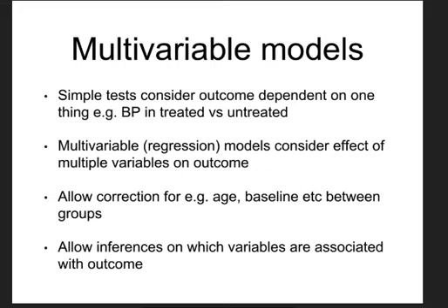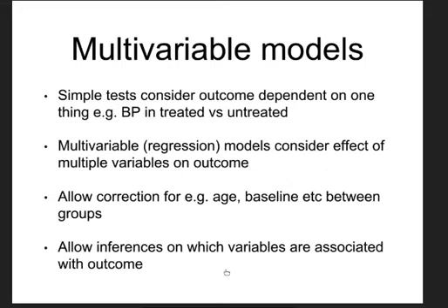And that's the power of these. They allow you to correct for other factors. It allows you to deal with the issue of confounding, where there might be something else related to the treatment that's affecting the outcome. So you can build more complex models, and they also allow you to make inferences on what's associated with an outcome.